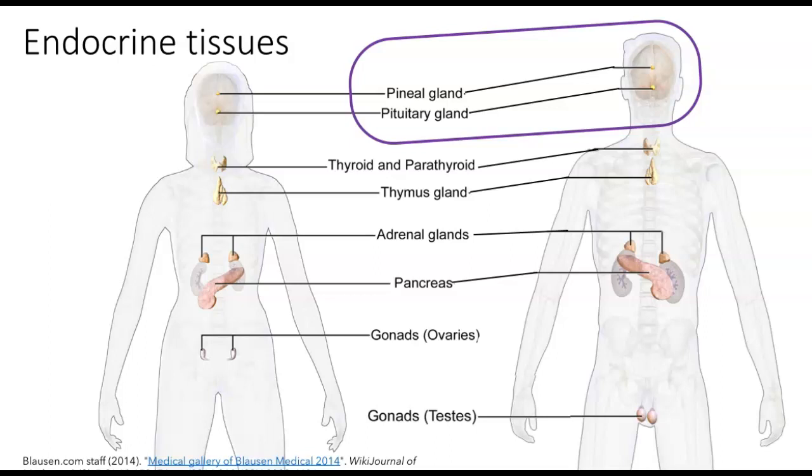Let me also add that in addition to the structures shown in this cartoon, there are other structures not really considered endocrine structures that also release hormones. So for example, your fat cells release a compound called leptin, which acts as a hormone. And there are a bunch of different hormones that are synthesized and secreted by various parts of the digestive system.